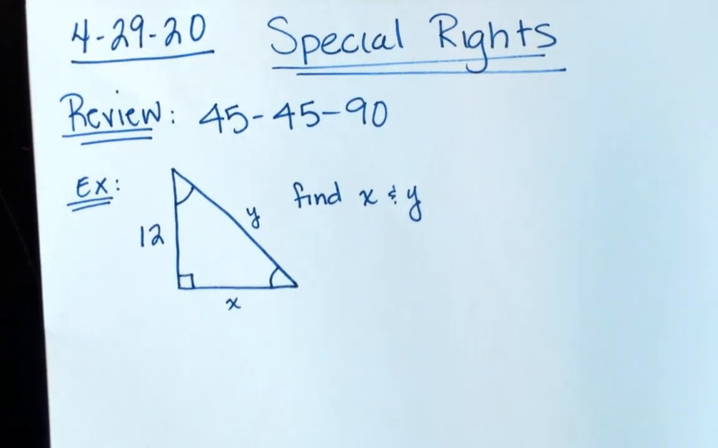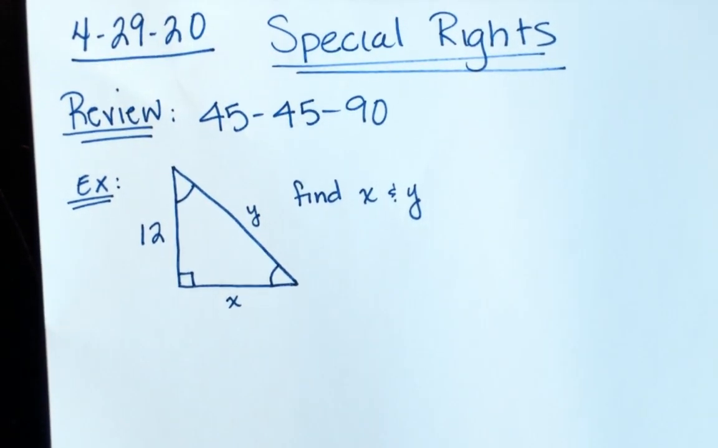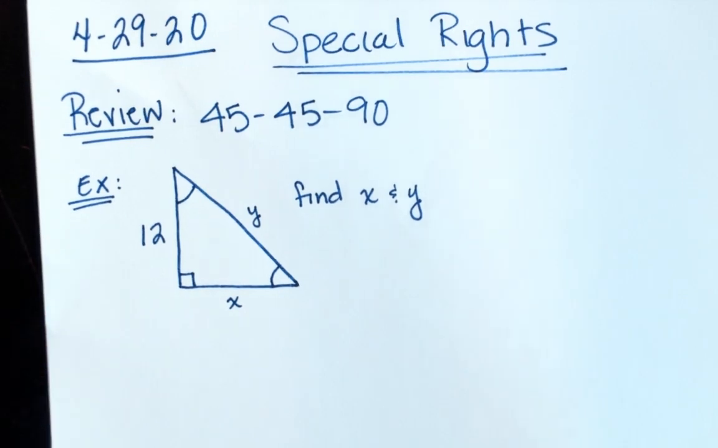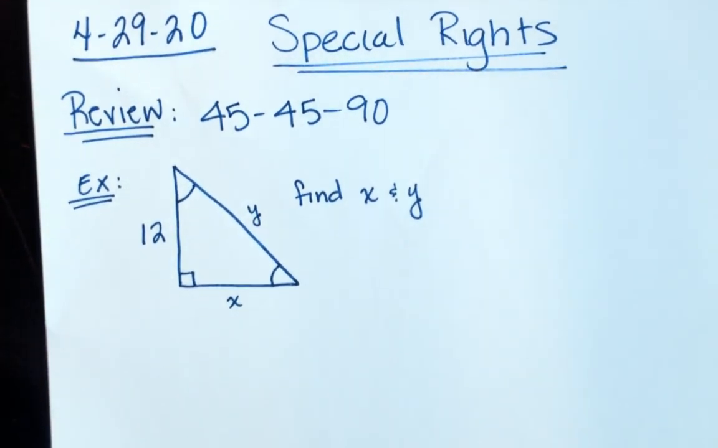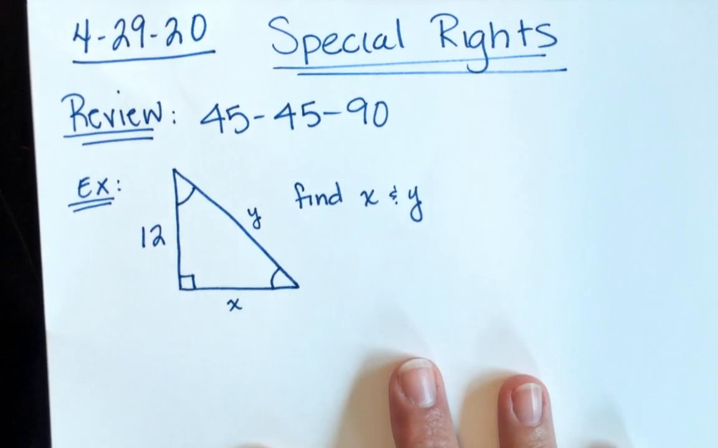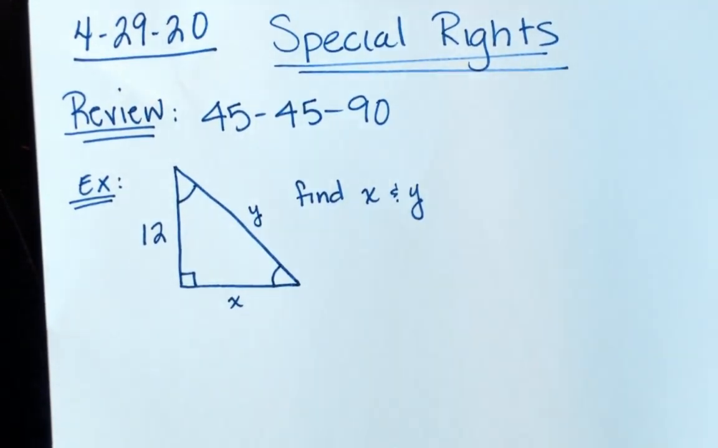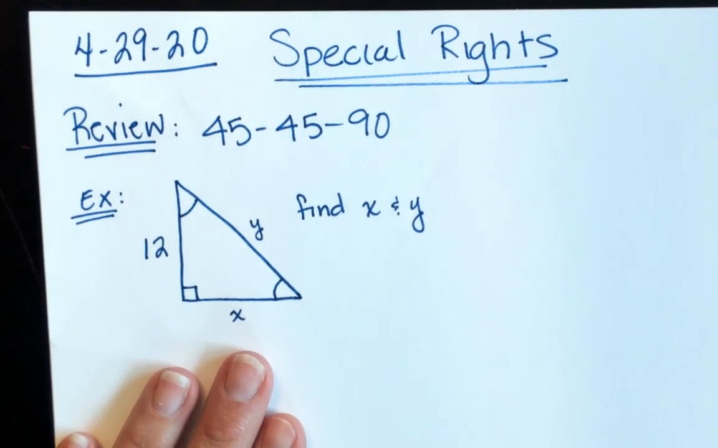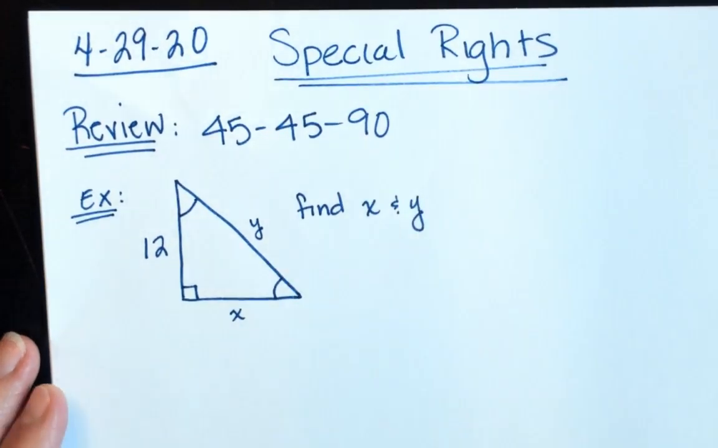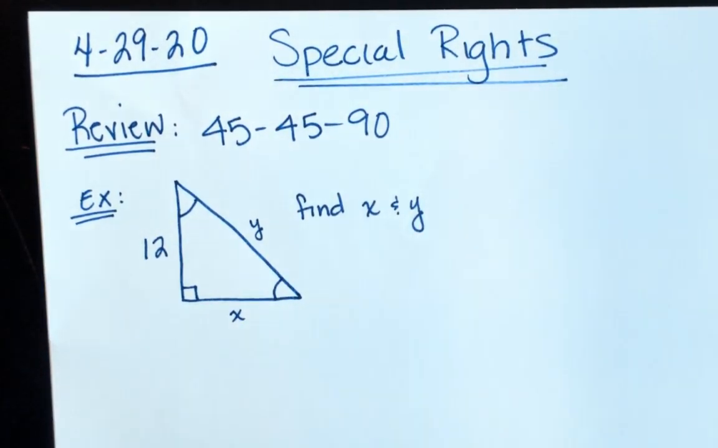All right, so what we're going to do today is take a look at some review questions from our 45, 45, 90 right triangles, and then we're going to introduce our next triangle, which is called our 30, 60, 90. So today when we're going over our 45, 45, 90, I am not going to do any of the Pythagorean theorem stuff. We're going to do straight formulas for our special rights.